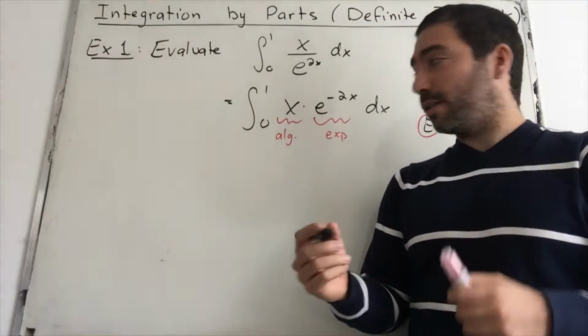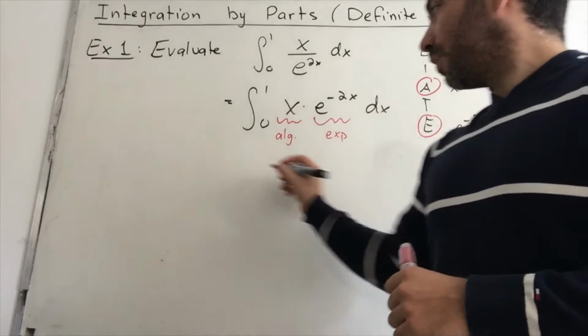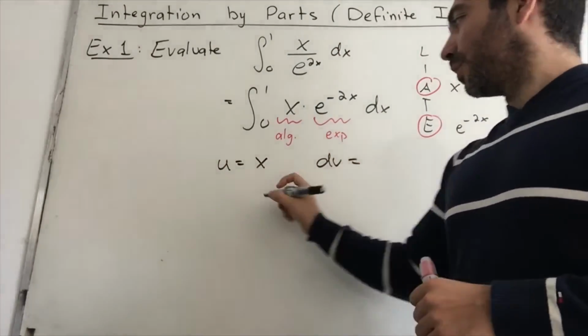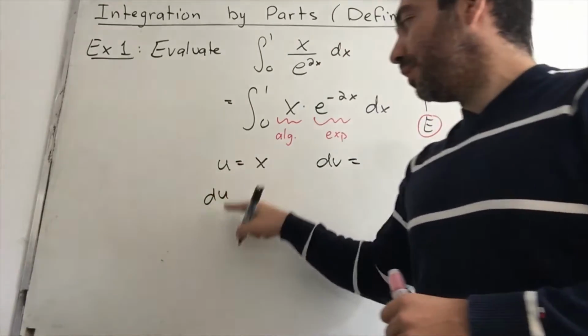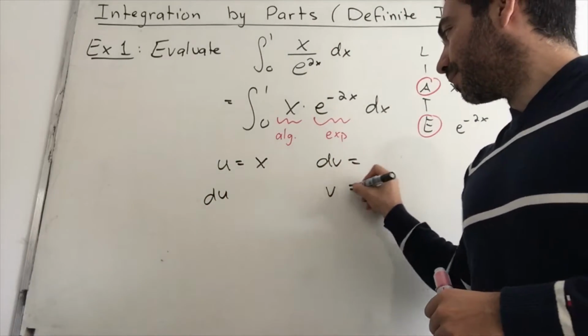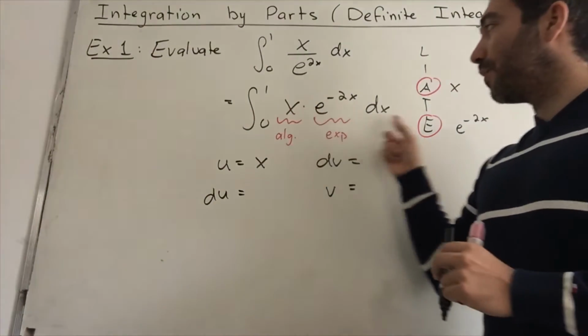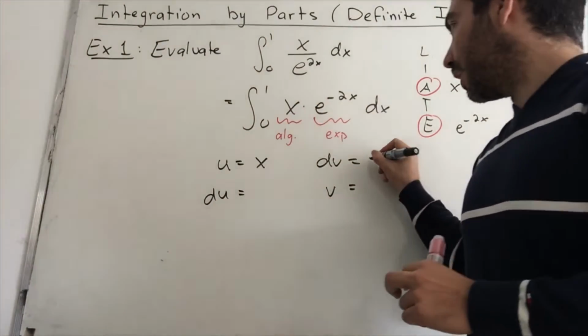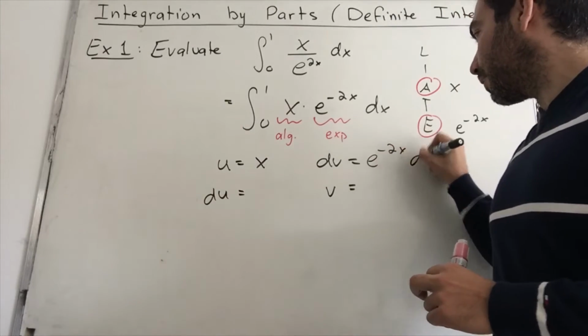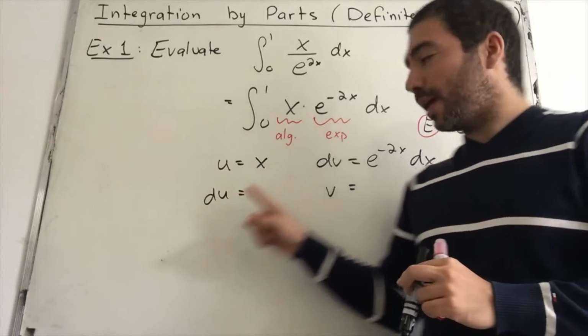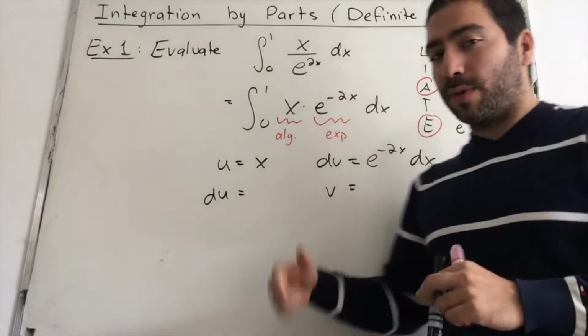Okay, so let's go ahead and solve that. So u is equal to x. That leaves us with dv. So this is our setup. We want to get u, du, dv, and v. Okay. So if this piece is our u, whatever's left over is the dv. So in this case, it's e to the negative 2x dx. And from u to get your du, you have to take the derivative. And from dv to get to v, we have to integrate.